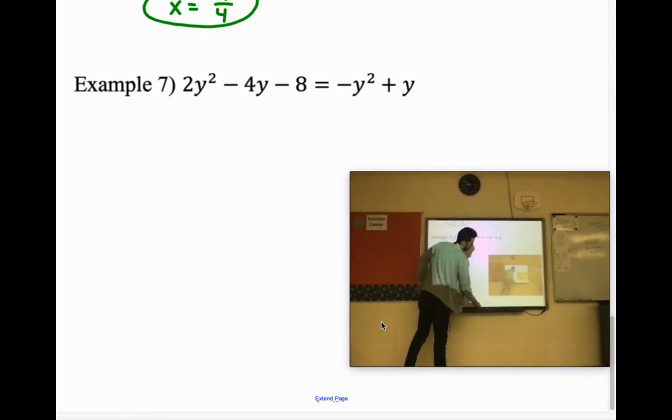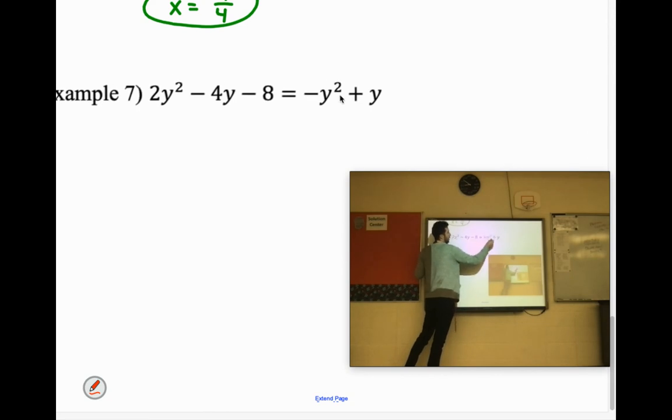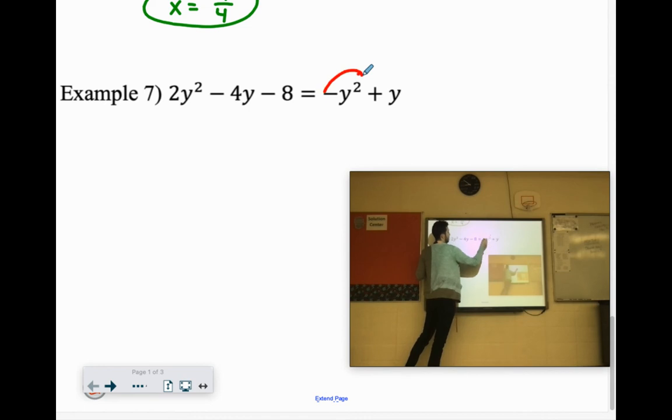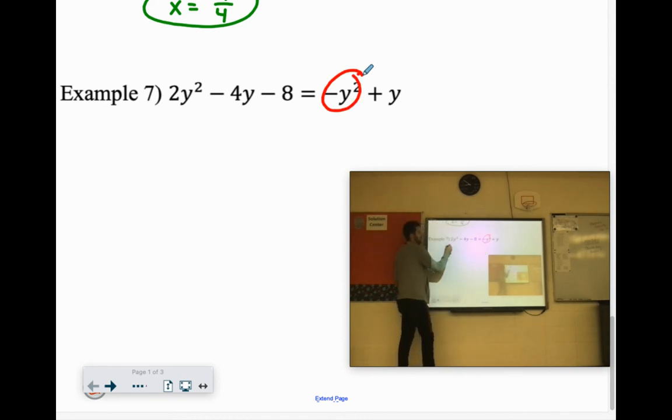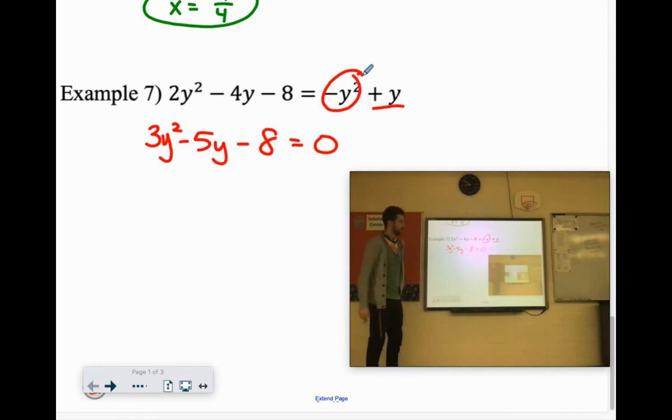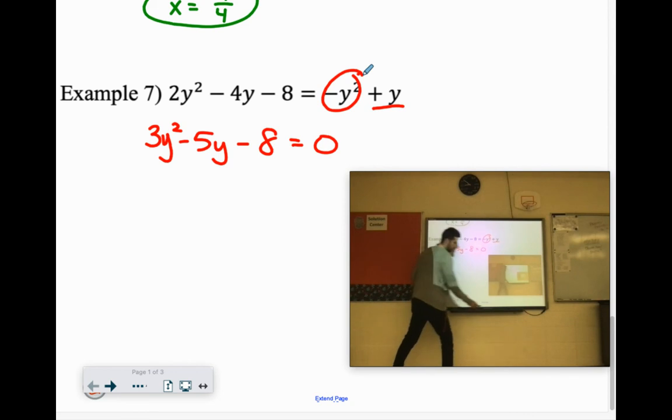We have to simplify on this one. So we will add a y squared over here, so that'd be 3y squared. We'll subtract a y, so it'd be negative 5y minus 8 equals 0. So we just got everything on the same side of the equal sign, combined our like terms.